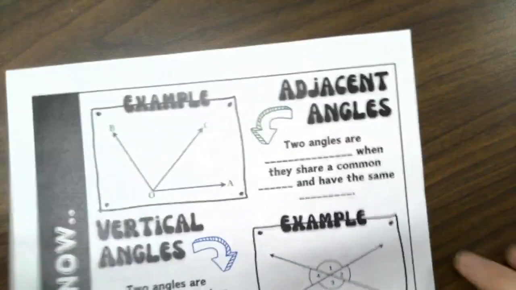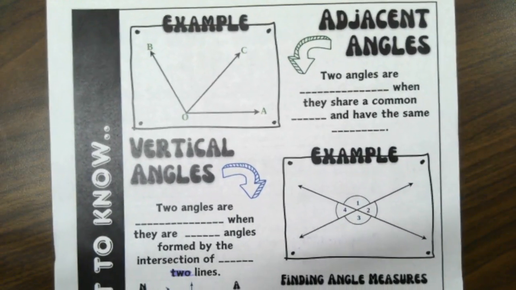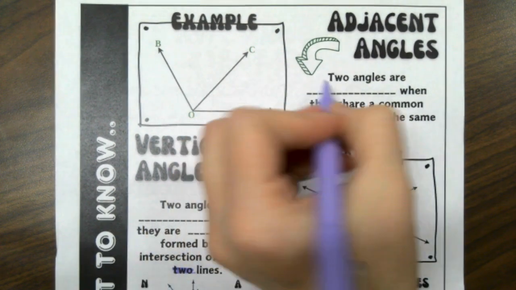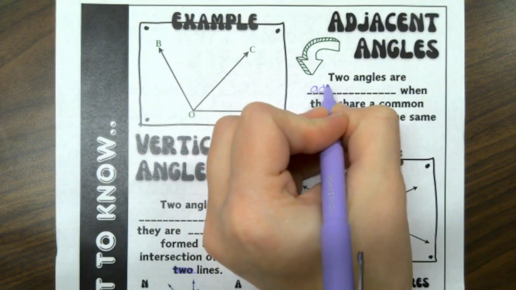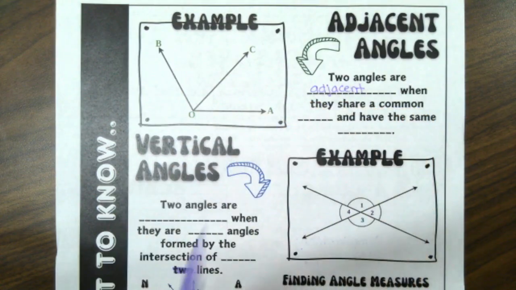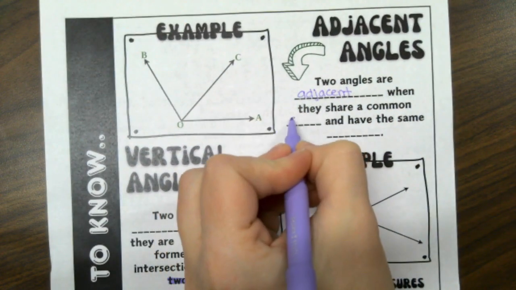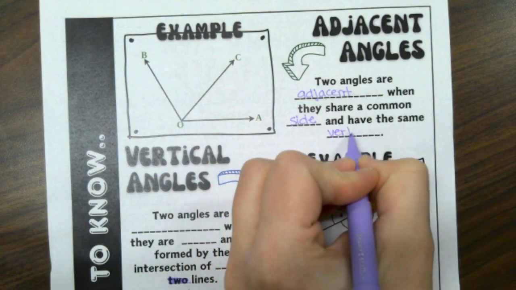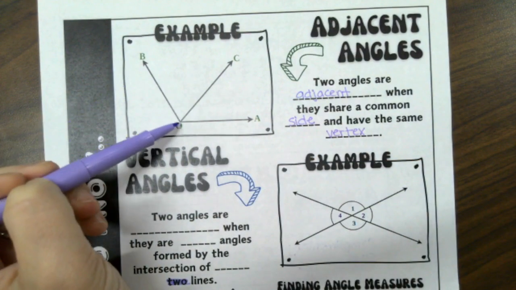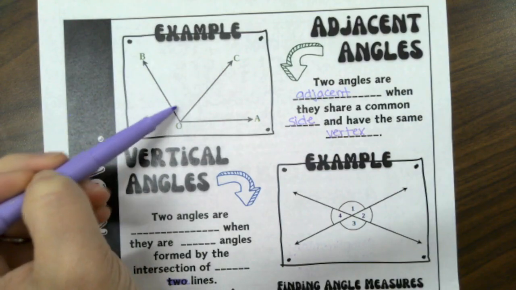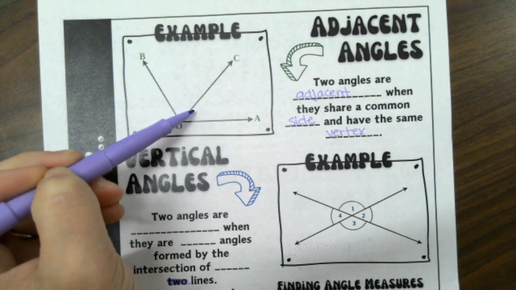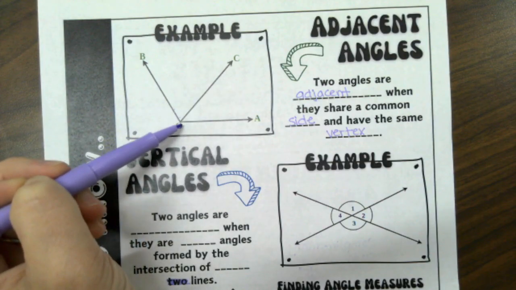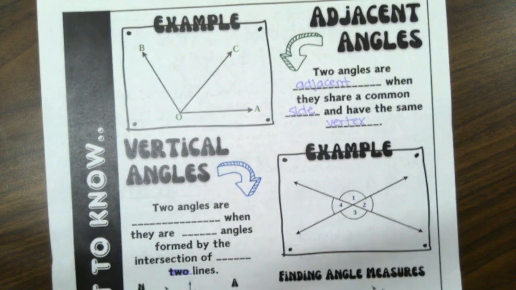Okay, let's flip it over and learn about some more angles. The next one we have is adjacent angles. So two angles are adjacent when they share a common side and have the same vertex. So you can see this angle here and this angle here are adjacent. They share the same side and the same vertex. Vertex means like the point that they have, okay?